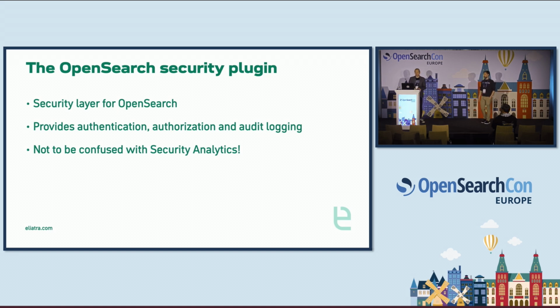Let's go to the OpenSearch security plugin, and actually it's your turn. So just a little bit of an overview about the OpenSearch security plugin. This is the security layer of OpenSearch and where you get fine-grained security controls. This is the plugin that gives you encryption, audit logging, access control, and authentication. And not to be confused with the security analytics plugin, which I've actually received a few questions about at this conference already as well.